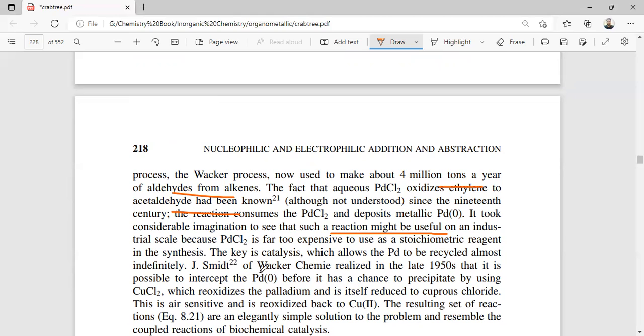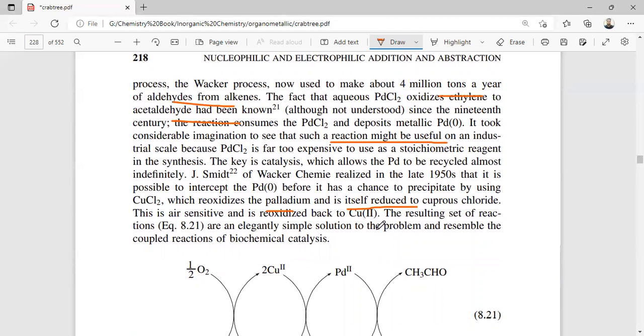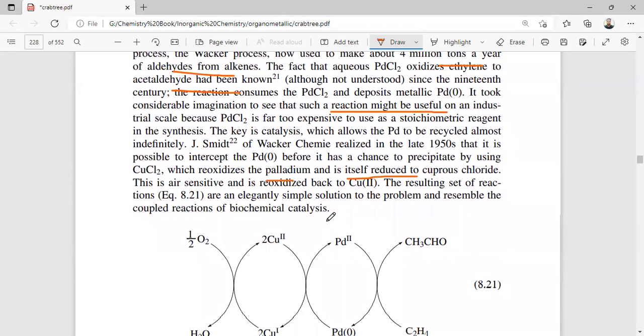So in synthesis, the key to the catalysis is that Pd has to be recycled. Wacker realized that it is possible to intercept Pd0 before it has a chance to precipitate, by using copper chloride, which reoxidizes the palladium and is itself reduced to cuprous chloride. This is air sensitive, and the dioxygen oxidizes it back to copper 2. The resulting set of reactions is an elegantly simple solution to the problem, which resembles the coupled reactions of biochemical catalysis.